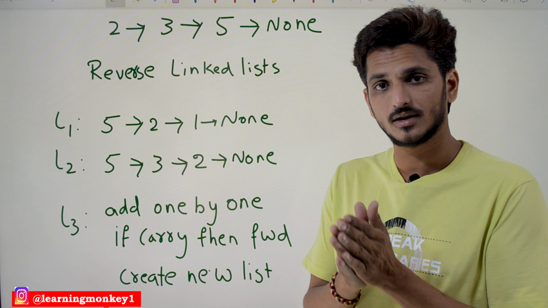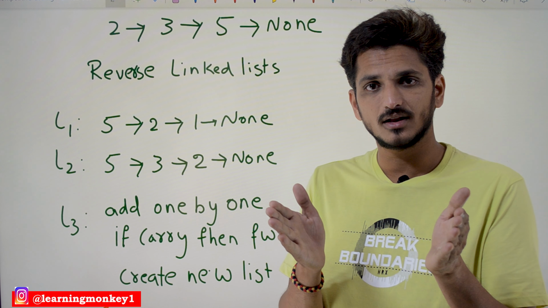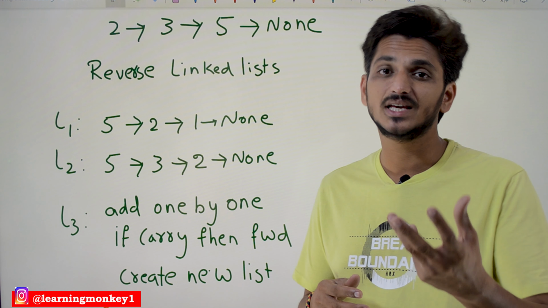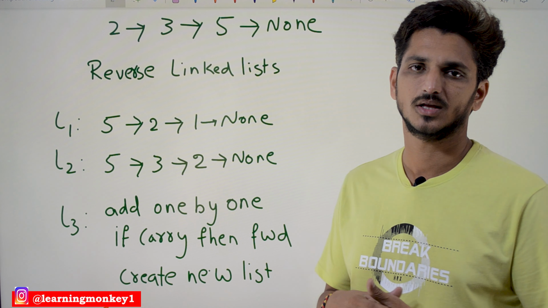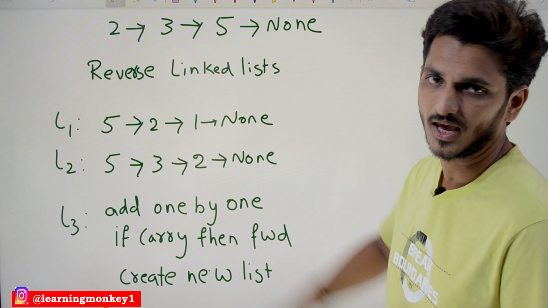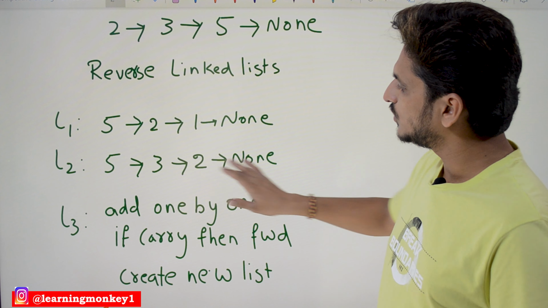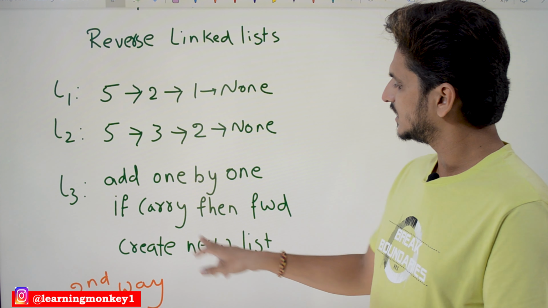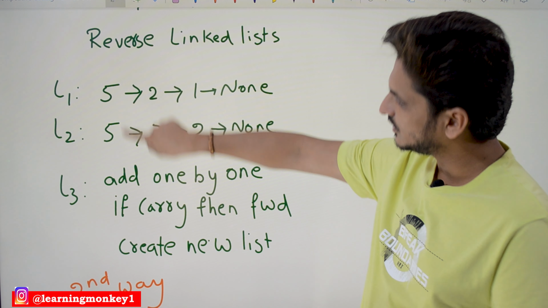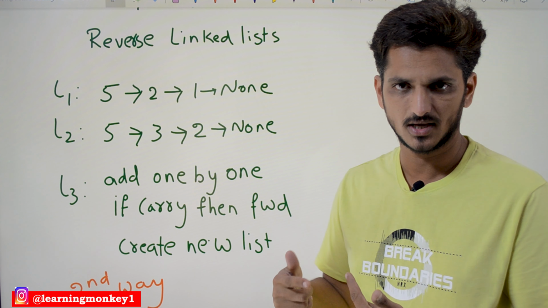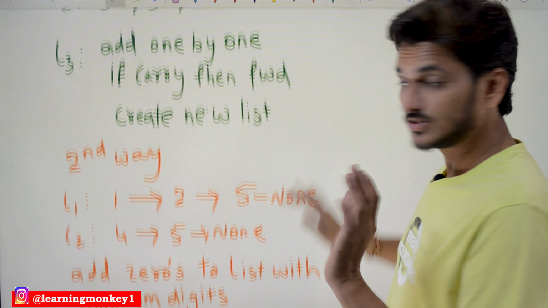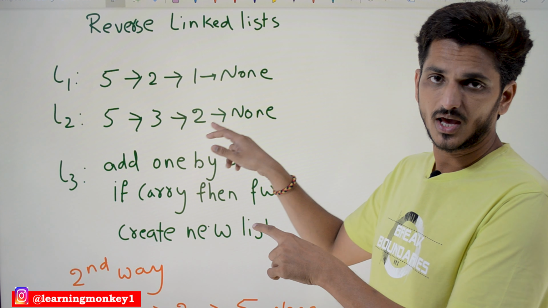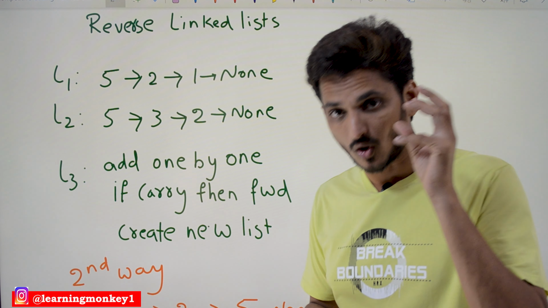How to separate the digits in 10? This simple coding we already discussed in our basic placement course, so we are not explaining those logics again. So this is one way to add: reverse the linked lists, add one by one. If there is a carry, then forward it, and create a new list each time you add. This is one way. The second way is also important. We are going to show the program for the first way. Our suggestion is to try to solve it on your own.